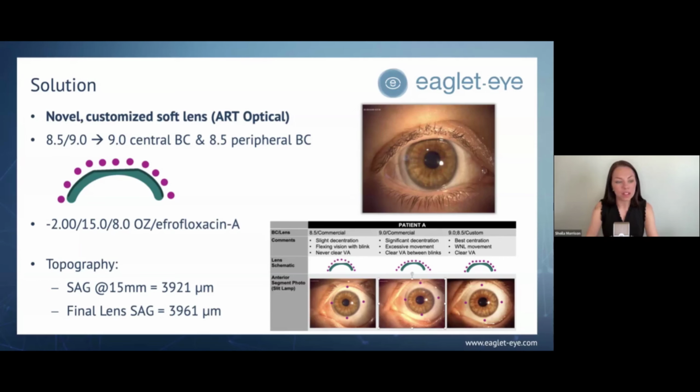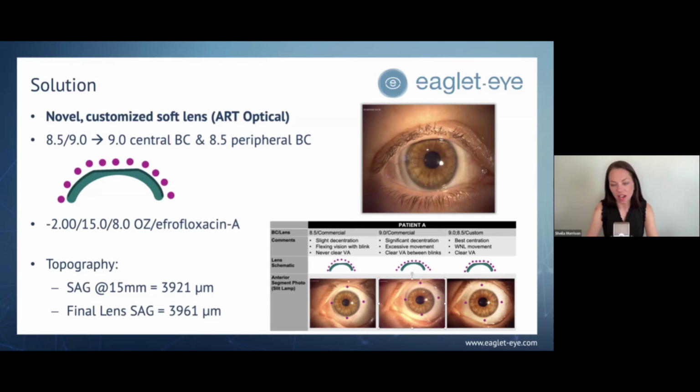Now, the big difference that we noticed in this lens, if you take a look at the figure on the bottom right: in the 8.5, the steeper lens, flexion with blink was the biggest problem. The lens is not very well centered, so there was slight decentration, but the biggest problem patients had with the steep design was flexure and poor vision. Moving to the right in the figure, with the 9.0, the biggest problem the patient had was excessive decentration.